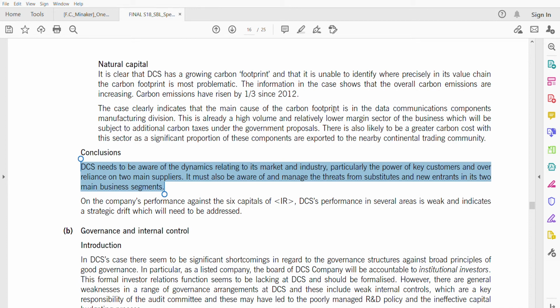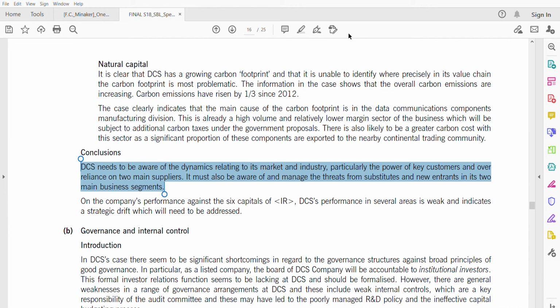DCS needs to be aware of the dynamics relating to its market and industry. You are recommending, it's a consulting, you are consulting, right? It's a consultancy report. So even the way you write, your wordings have to sound like you're consulting or recommending to your client, right? So DCS needs to be aware. These are the words which you use when you recommend someone, when you advise someone, when you consult someone. So DCS needs to be aware of the dynamics relating to its industry and market, particularly.